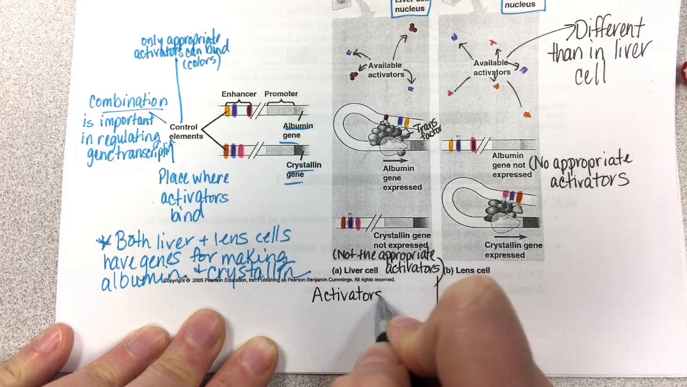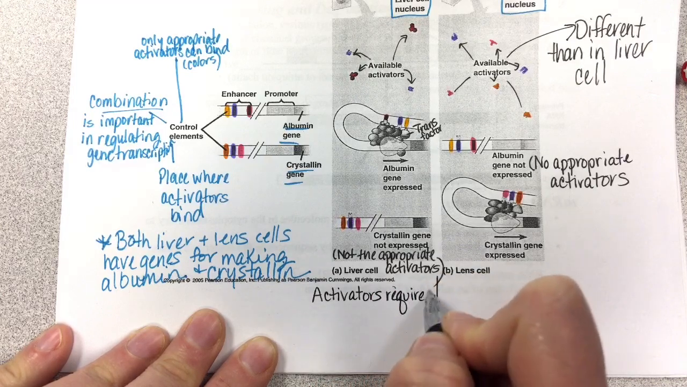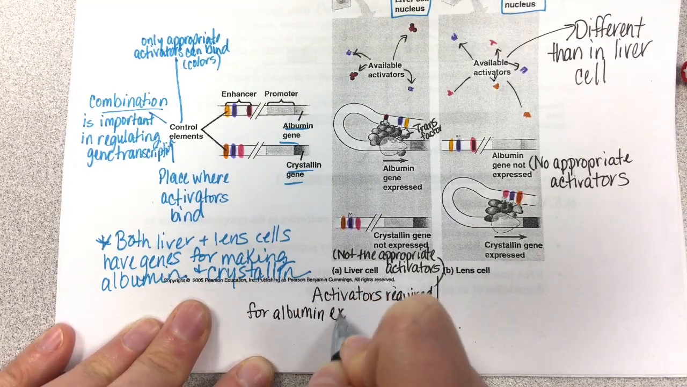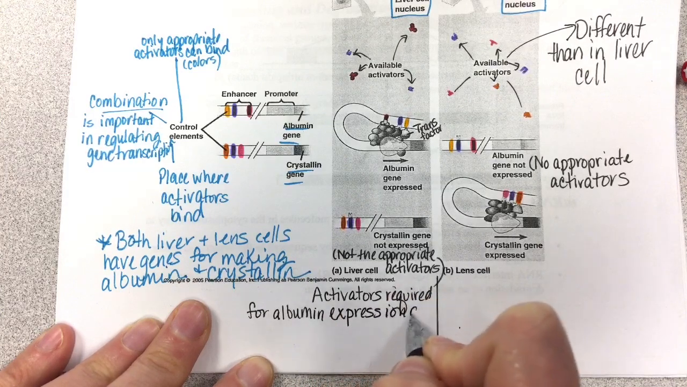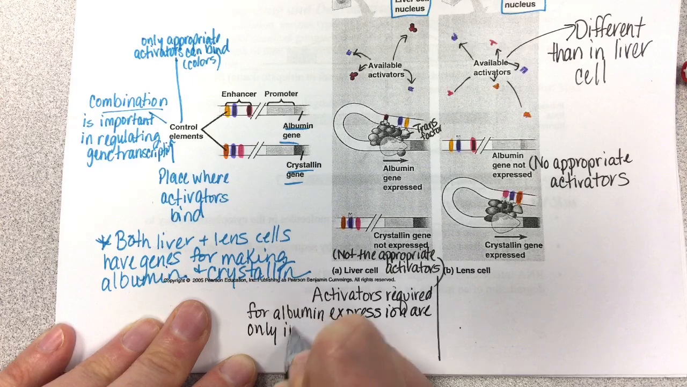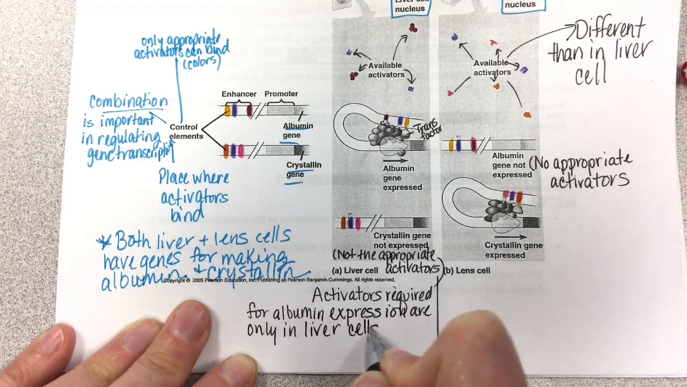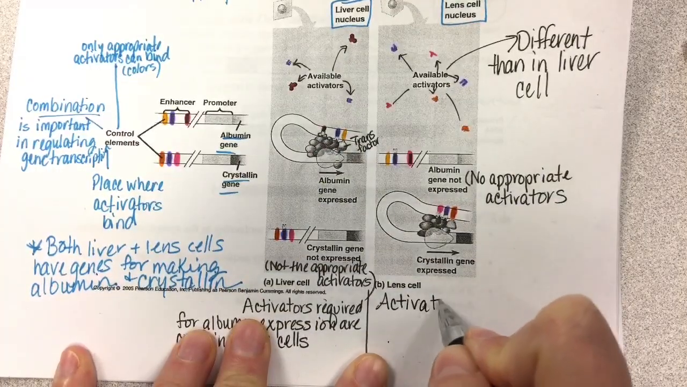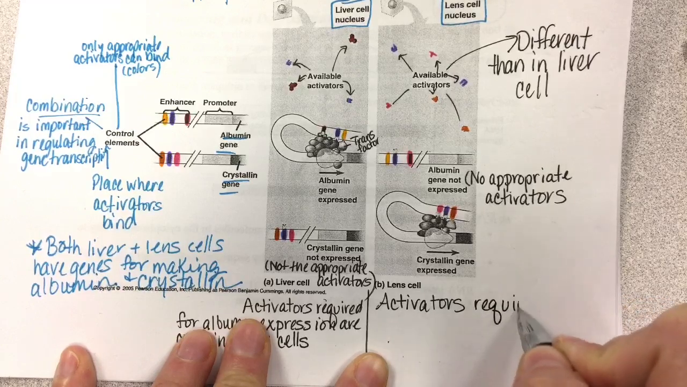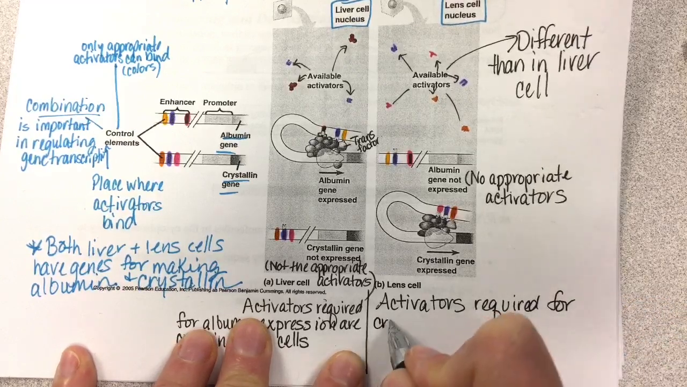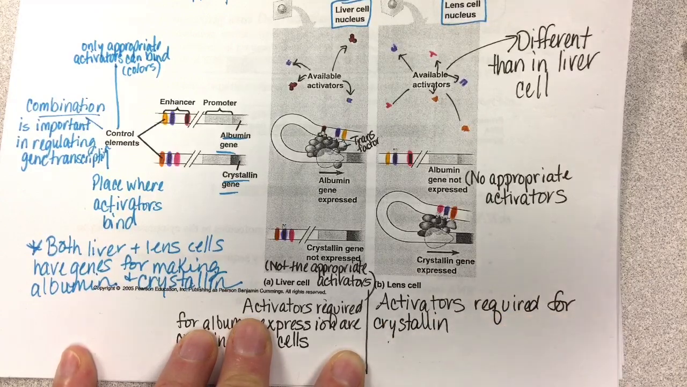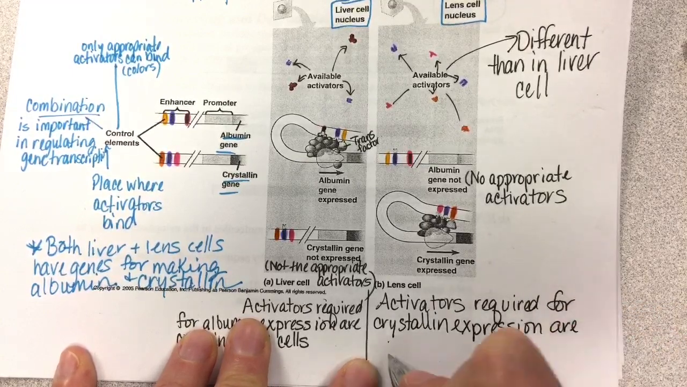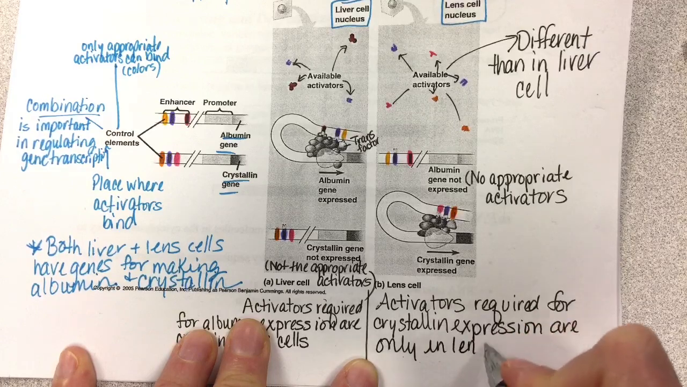Activators required for albumin expression are only in liver cells. And here, activators required for crystalline expression are only in lens cells.